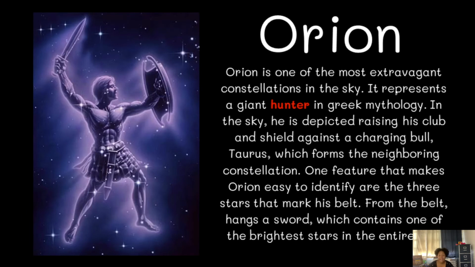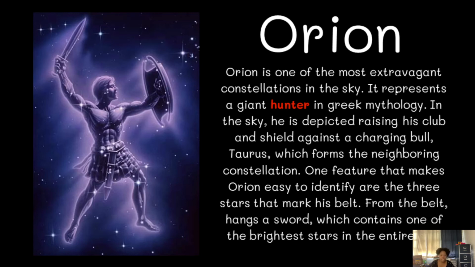Then we have my favorite constellation, Orion. And one of the reasons why it's my favorite is because it's one of the most extravagant constellations in the sky. And I like extravagant. So this constellation actually represents a giant hunter in Greek mythology. In the sky, when you look up, Orion is shown raising his club and shield against a charging bull, which is actually the constellation's neighbor.